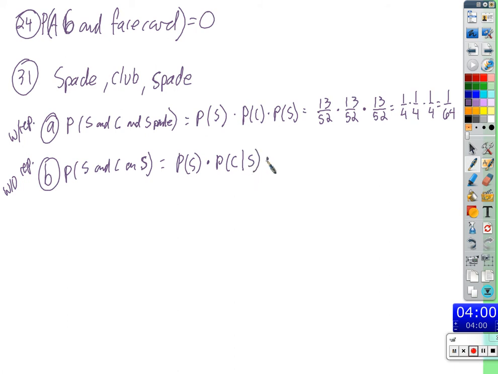Then we have this third thing where we have removed two cards from the deck. We know what they're both supposed to be. It's supposed to be a spade and a club next. So we get the probability of a spade, given that the first two things we did were a spade and a club. These are called conditional probabilities. One thing happening here affects the probability of a second, a third, or a fourth thing happening.